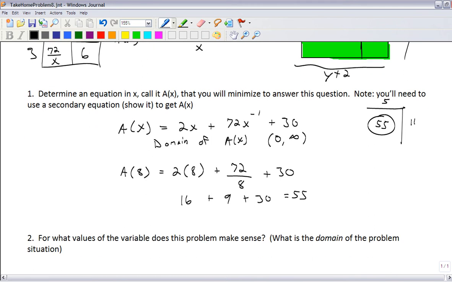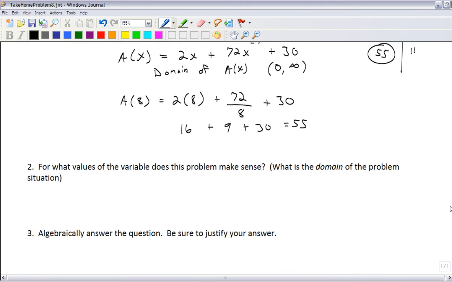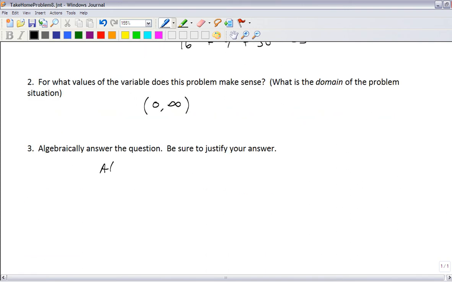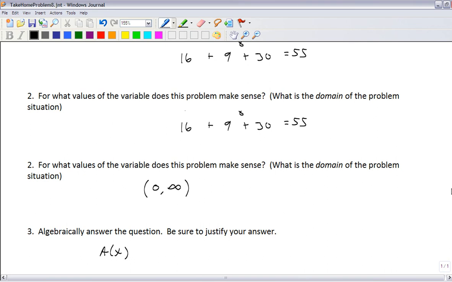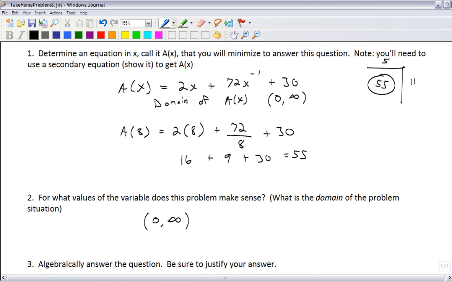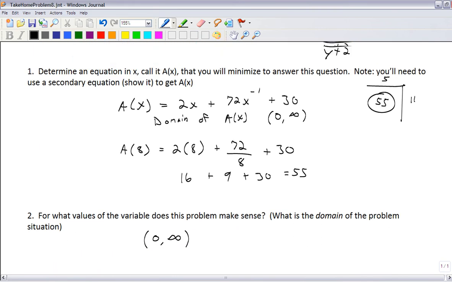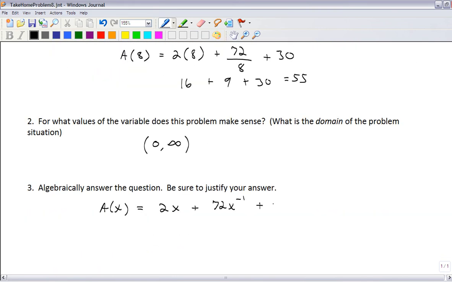So next prompt: for what values of the variable does this problem make sense? Okay, I was ahead of ourselves, so we said x is from 0, non-inclusive, to infinity, non-inclusive. Algebraically answer the question. And this is where I asked you to put your calculus hat on. You've got this A of x formula. Could you graph it and look for the highs and the lows? Yeah, but this is calculus class, so I'm going to ask you to do more than that. So it's 2x plus 72x to the negative 1 plus 30. So how do I use calculus here?